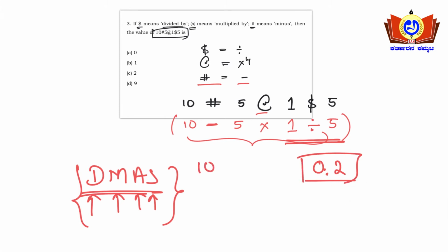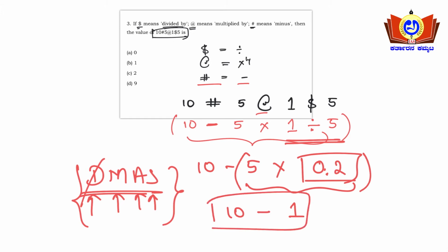Okay, so then 10 minus 5 into 0.2 here, so division happened, then we need to perform the operation of multiplication here. So 5 into 0.2, that will be 1 here. Okay, so 10 minus 1 we got here, then addition is not there, subtraction, so 10 minus 1 is 9 here. So option D is the right answer here. Okay, moving on to the next question.